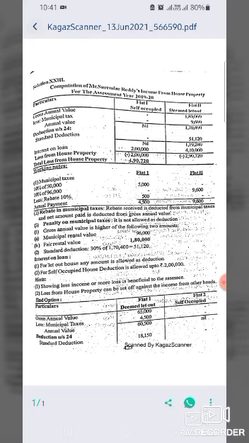Now let's see the second option, when first house is let out and second is self-occupied. So gross annual value of first is 65,000, municipal taxes are 4,500, the annual value is 60,500. So standard deduction under section 24 is 18,150 rupees.